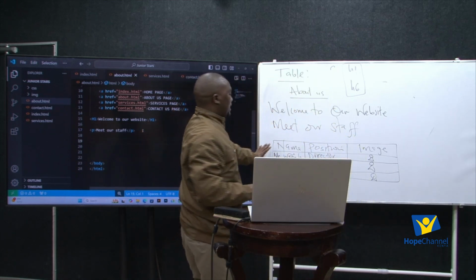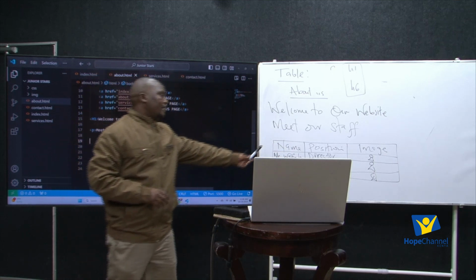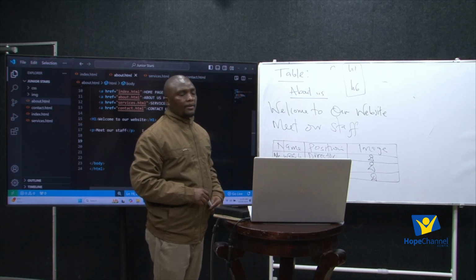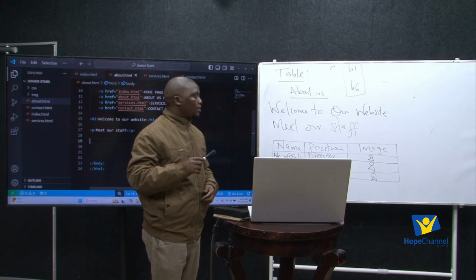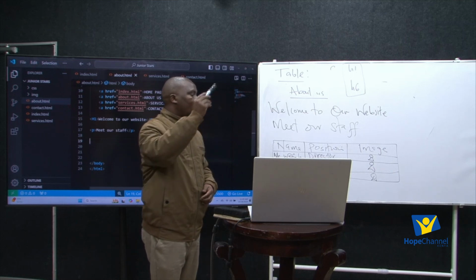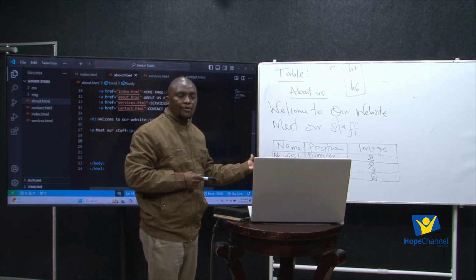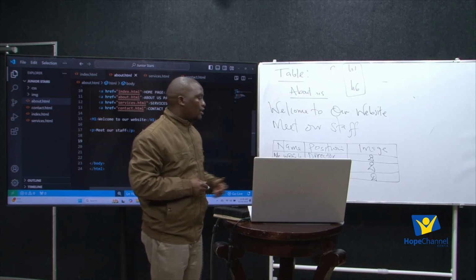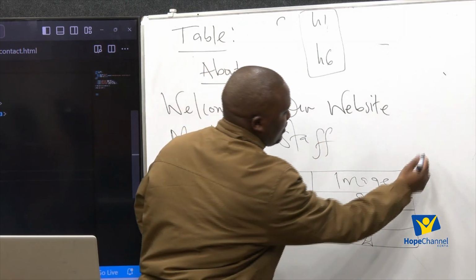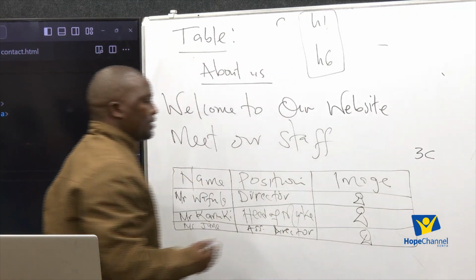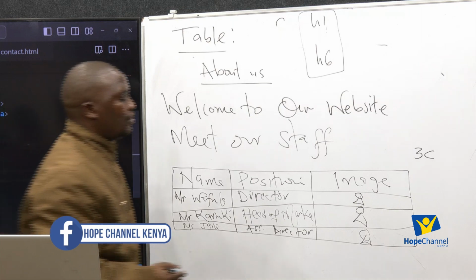Now, we need to analyze our table to know exactly what is expected of us. We have a simple table here. The first thing that we need in this table is to know the number of rows and the number of columns that are in this table. So how many columns are here? 1, 2, 3 columns. How many rows are here? 1, 2, 3, 4 rows.